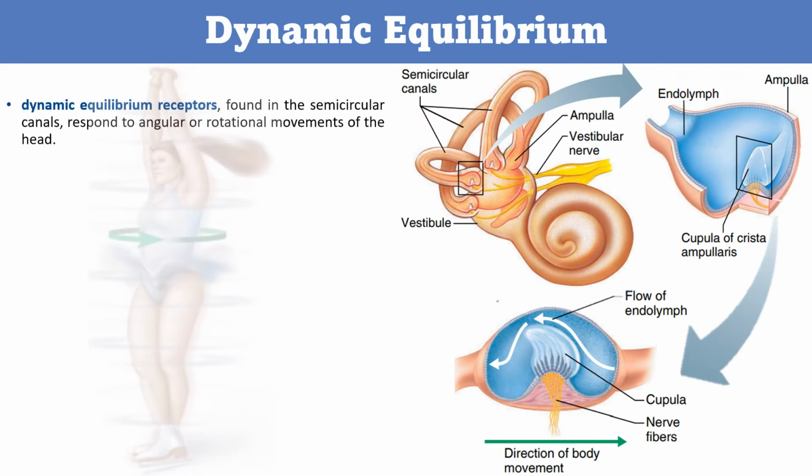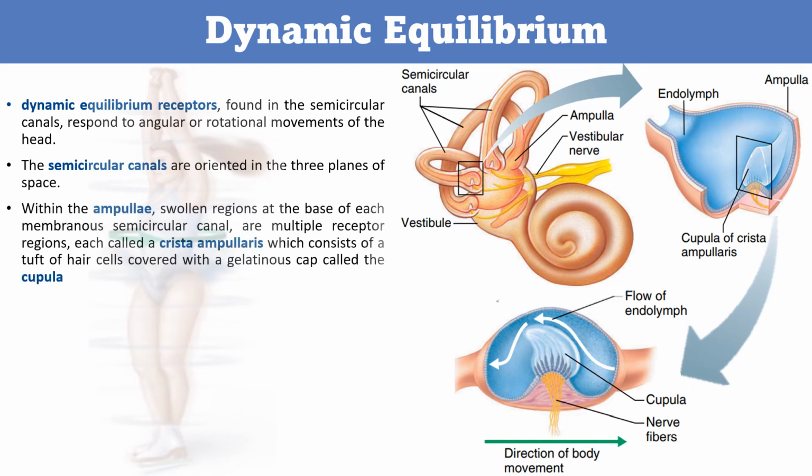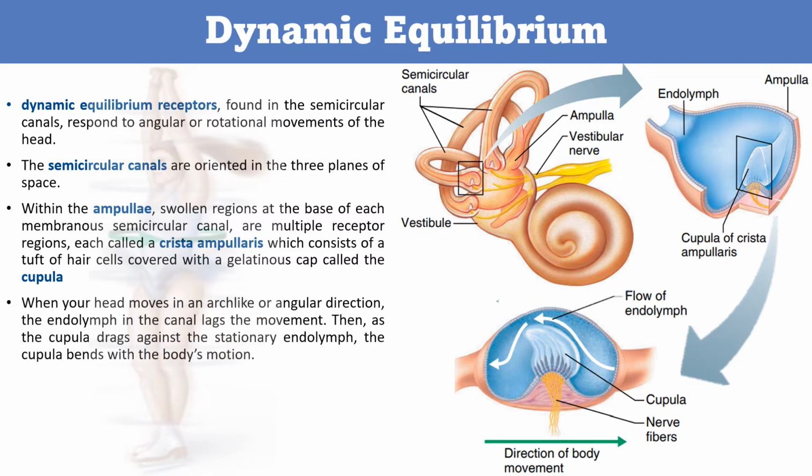Dynamic equilibrium receptors found in the semicircular canals respond to angular or rotational movement of the head. The semicircular canals are oriented in three planes of space. Within the ampulla, a swollen region at the base of each membranous semicircular canal, is a receptor region called a crista ampullaris, which consists of a tuft of hair cells covered with a gelatinous cap called the cupula.